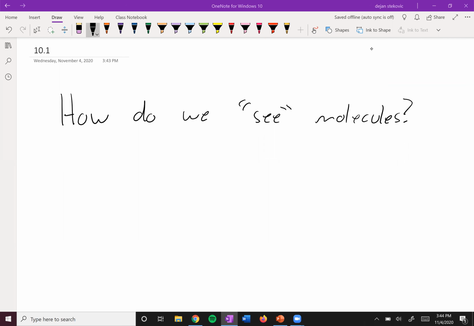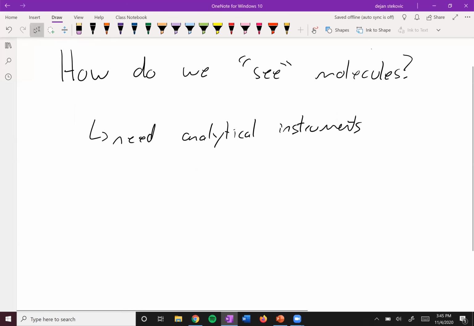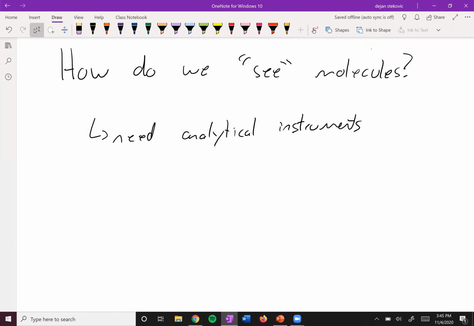So if someone hands you some kind of white powder or a clear colorless liquid and asks you what it is, how do you figure that out, right? In order to figure that out, we need analytical instruments. Right, and by using these instruments, we can figure out what a compound is. And so we'll take a look at a variety of instruments that we use to identify organic compounds.